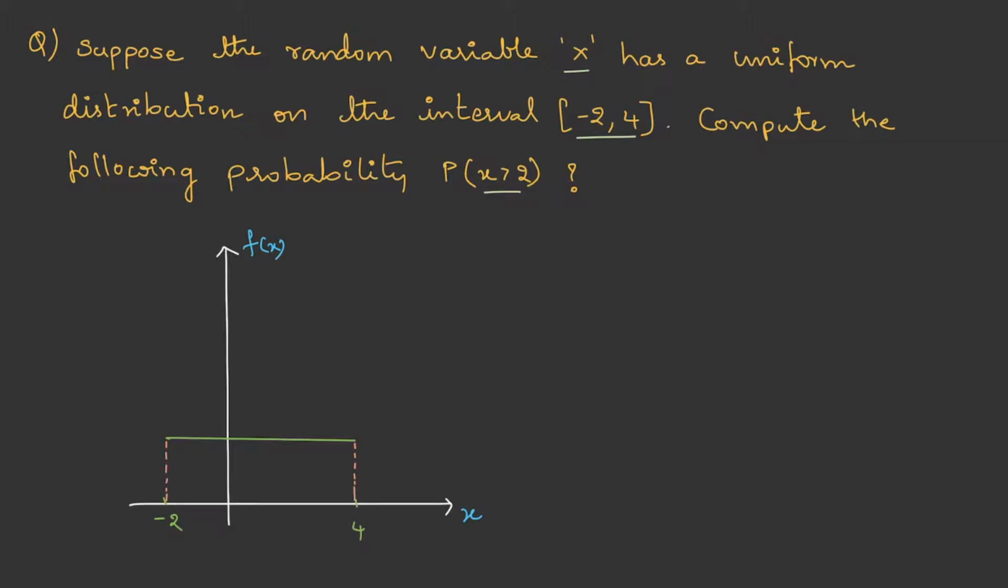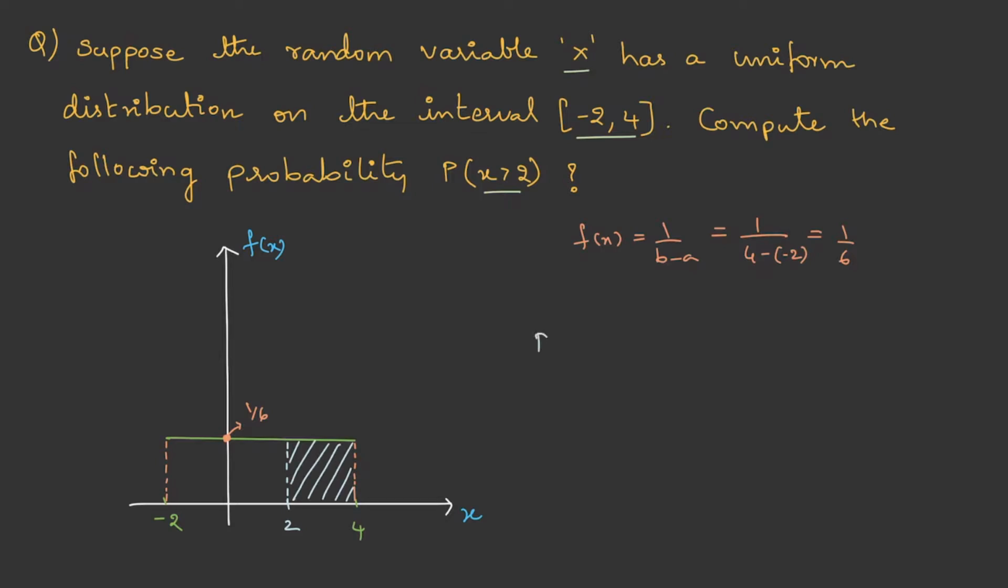Let's assume this is the value. This particular value we can compute. The function is 1 by b minus a. Therefore 1 by 4 minus minus 2, that is 1 by 6. Therefore this is 1 by 6. Now they are asking us to calculate the probability greater than 2. So 2 will be somewhere over here. So to get the probability, we basically need to calculate the area under this.